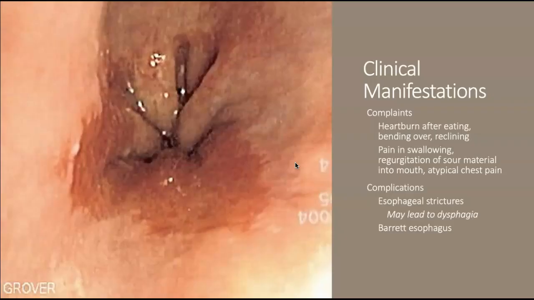The clinical manifestations, again, what does it feel like? Well, a lot of times they have that burning sensation, typically after eating. And sometimes it happens when they bend over or if they recline, again, because if you don't have a path of resistance, it's going to have an easier flow. There may be some painful swallowing or some regurgitation. Sometimes you get that sour taste in the back of the mouth, or atypical chest pain.